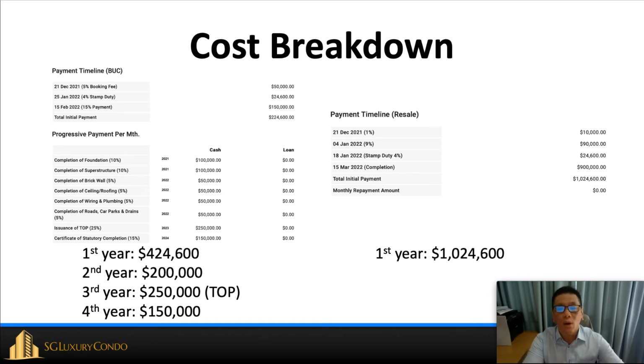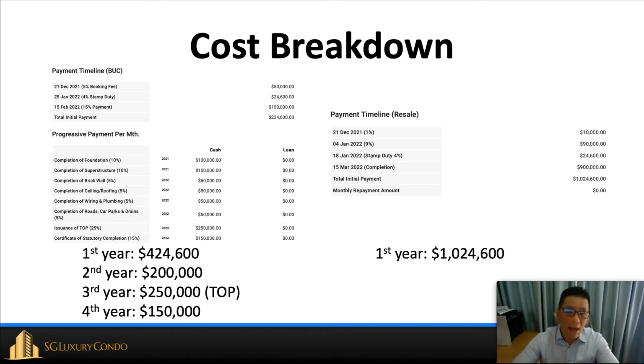On the left hand side is what we call a BUC project, and you do not pay a lump sum of $1 million straight away. You pay as it progresses, and you can see the payment progress per month. So I calculated for him, for example, the first year he has to pay around 400,000, the second year 200,000, the third year before TOP he pays 2,500, and there is a 1 year period for completion where he will pay another 1,500. On the other hand, for a resale project, within the first 3 months you will have to pay the full $1 million.